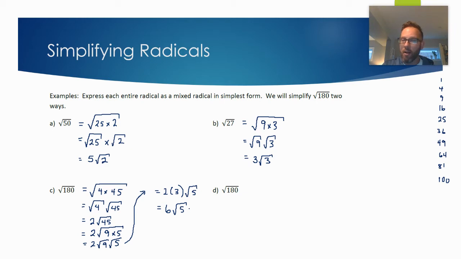So 4 and 9 actually weren't the biggest perfect squares that go into 180. Can you scan down this list and see which one is the biggest? And if you noticed 36, then good for you. The fastest way to do this one is to write 180 as 36 times 5. This simplifies to the root of 36 times the root of 5, which is equal to 6 root 5. And we get there just a bit quicker.